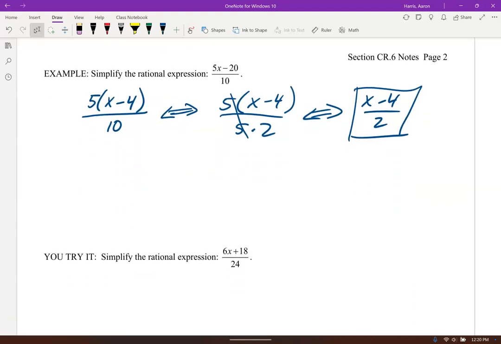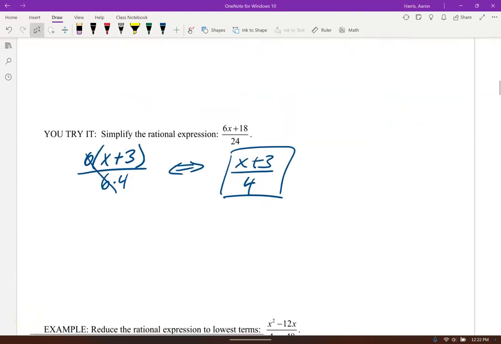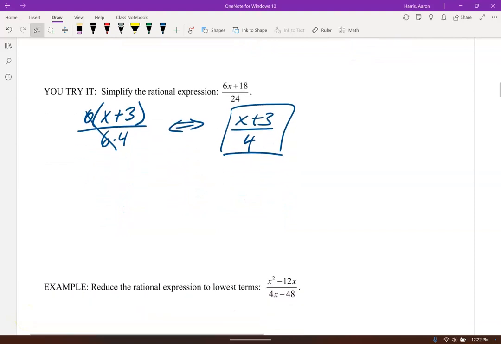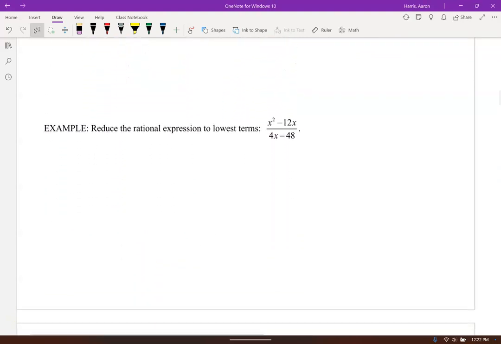Well, you guys do that next one. Punch it into the chat there. Check your work on that one. Should end up with x plus 3, quantity x plus 3 all over 4. Now this one here, we've got an x squared minus 12x. So I'm going to take an x out. I can take a 4 out at the bottom.